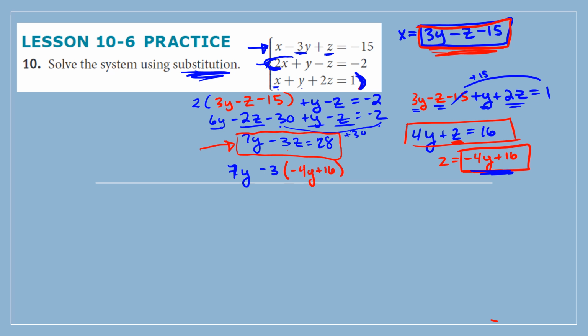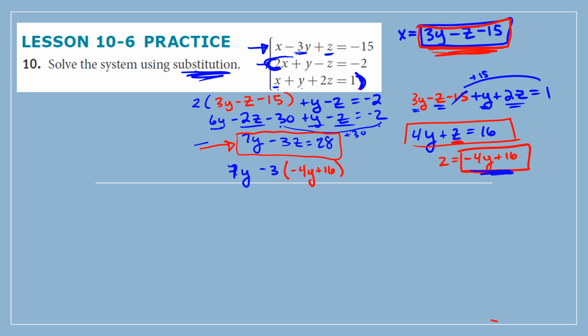You're gonna have to pause this, rewind, follow. The thing is, you just can't lose your place, right? What you're trying to do is get a variable isolated and substitute it in somewhere. Then you'll get an equation with fewer variables. Then take what you've got and isolate something else and substitute it in.